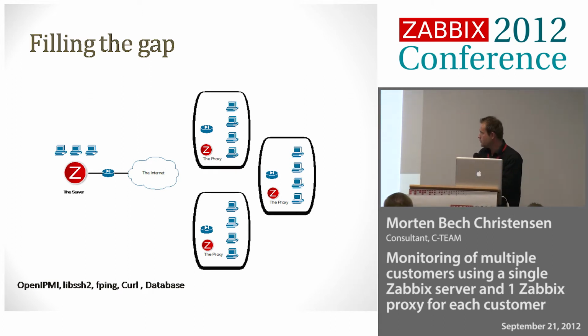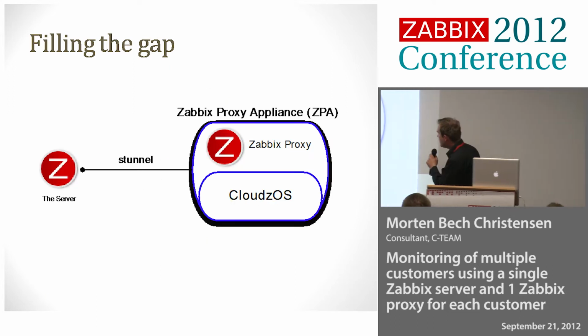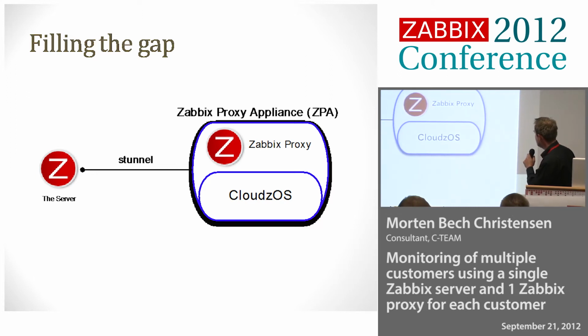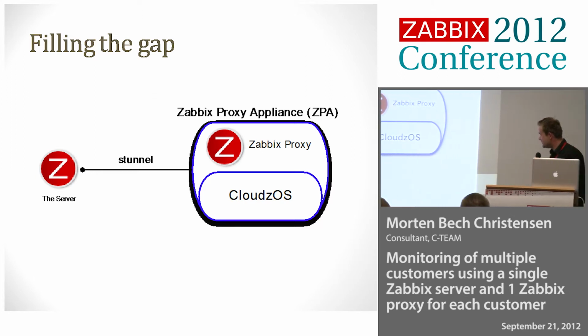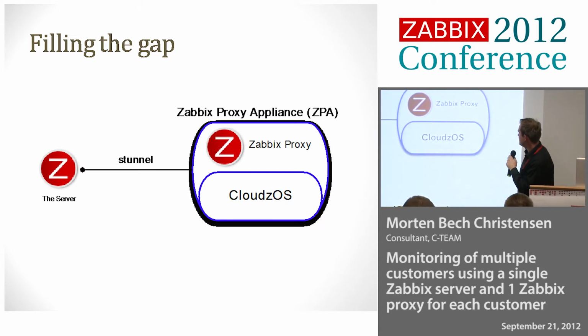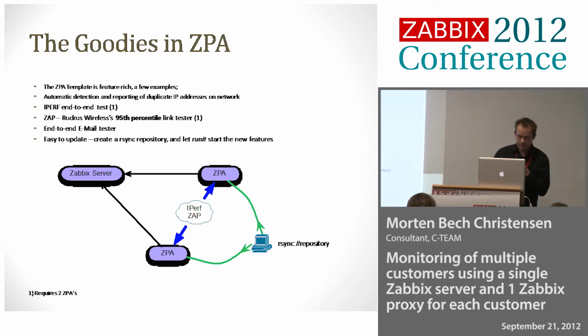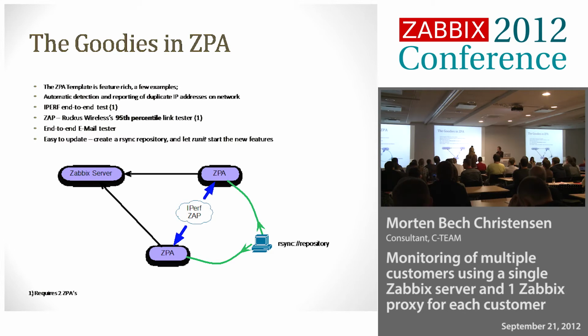We do a lot of Zabbix Proxy, so we believe that there was something missing. So we're trying to fill in the gap, and we created a Zabbix Proxy Appliance. And from now on, I will just call this ZPA. It is our own operating system, Cloud C OS, and on top of that, a standard proxy. The Cloud C OS provides some fairly good things. Along the distribution, there is also a template.